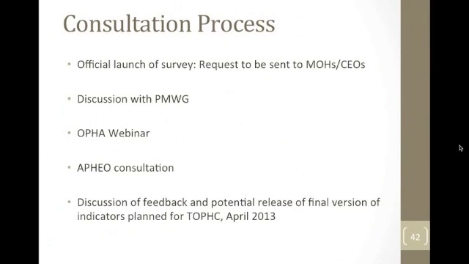Then once we've taken that feedback and potentially made any revisions, there will be a version that will come out later in the spring, hopefully for health units to complete. So we're not yet at the stage where we're asking health units to actually provide data on the indicators. We're just asking for feedback on the proposed indicators at this stage.